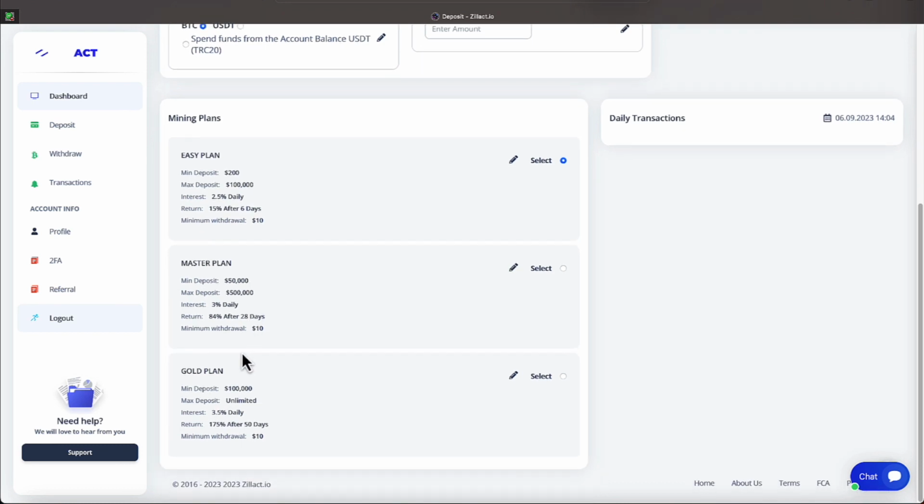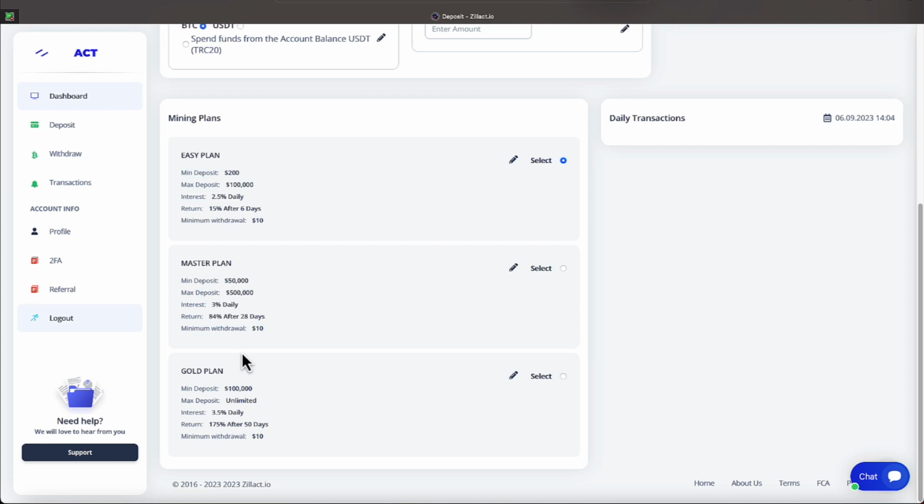I am on the gold plan. I started off on the easy plan, proceeded to the master plan, and now I'm on the gold plan. The gold plan to me is what the company strives for you to achieve, at least the master and the gold, but the master gets you to the gold so quick. So, but anyway, I just say ultimately to me, it seems like the gold plan is where you want to be. On the gold plan, you'll be earning 3.5% daily with a max rate of 175% after 50 days.